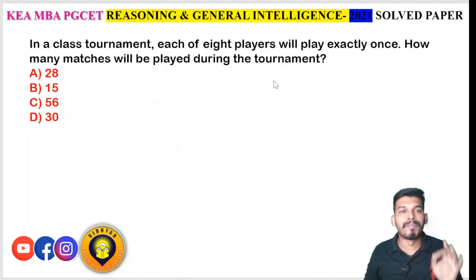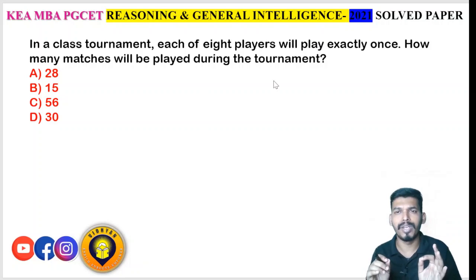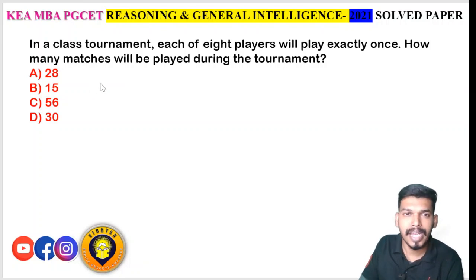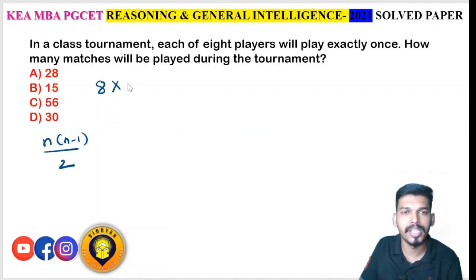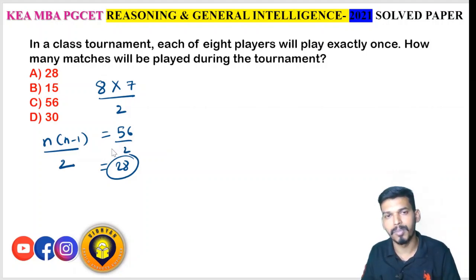Next one. In a class tournament, each of 8 players will play exactly once. How many matches will be played during the tournament? So one simple formula comes here. Each of the 8 players will play exactly once, only one game. So how many matches will be played? There are 8 players. So the simple formula you can put here is n into n minus 1 divided by 2. That is 8 into 8 minus 1, which is 7, divided by 2. 8 7s are 56. 56 by 2 is 28. So directly you can put the formula and do.